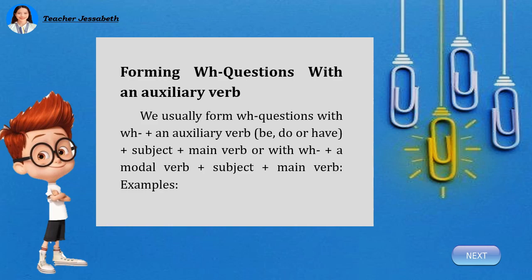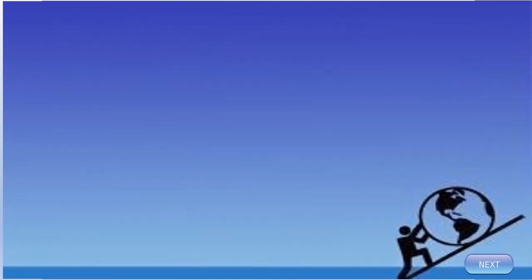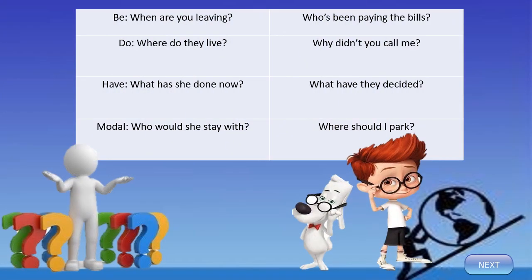Examples: Be, when are you leaving? Who's been paying the bills? Do, where do they live? Why don't you call me? Have, what has she done now? What have they decided? Modal, who would she stay with? Where should I park?